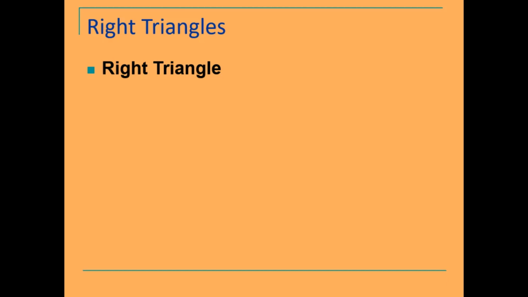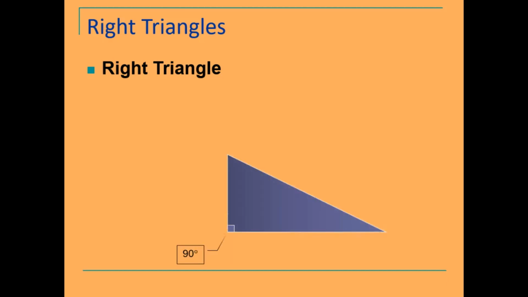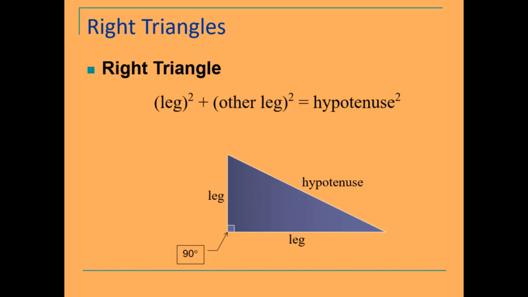A right triangle is a triangle that contains a 90-degree angle. The sides that make up the right angle are called legs, and the longest side, or the side opposite the 90-degree angle, is called the hypotenuse. The Pythagorean theorem states that each leg squared and added together is equal to the hypotenuse.